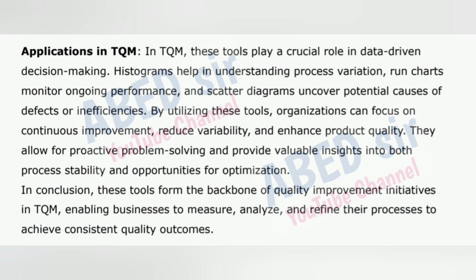Histograms help in understanding process variation, run charts monitor ongoing performance, and scatter diagrams uncover potential causes of defects or inefficiencies. By utilizing these tools, organizations can focus on continuous improvement, reduce variability, and enhance product quality. They allow for proactive problem solving and provide valuable insights into both process stability and opportunities for optimization.